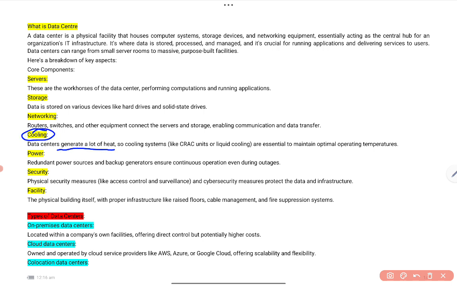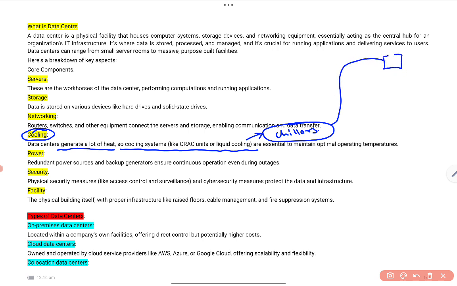A data center generates a lot of heat, so we use a cooling system like CRAC units or liquid cooling. For liquid cooling we will use chillers. In this chiller, water is circulated through the chiller, or we can say cooling tower, and it flows through the pipes to the data hall. This is the data hall. I will explain in depth in my next videos how the chillers and the HVAC system work to provide the cooling to the data hall.